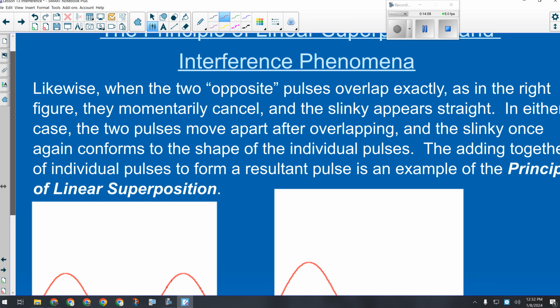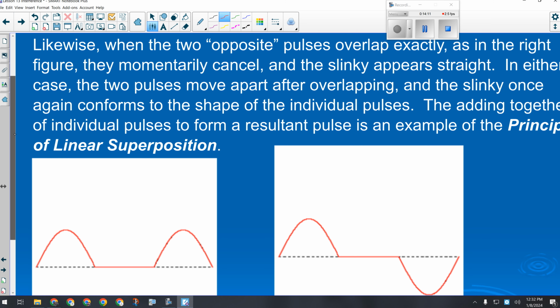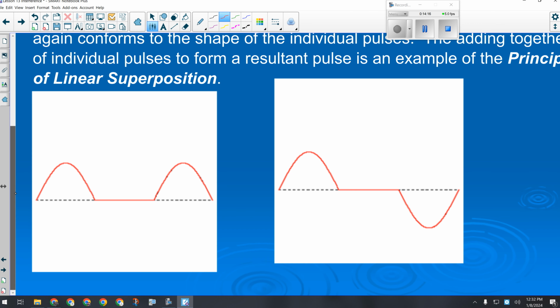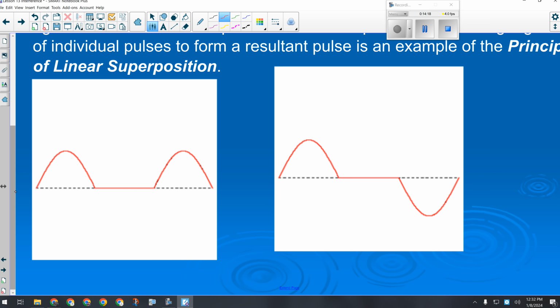Okay, so we've got constructive interference and destructive interference. The adding together of the individual pulses is the principle of linear superposition. So when these two go together, our resulting wave a little while later is going to be a wave that's about that tall, the sum of those two. When these two overlap, we're just going to get a flat line, because that would be destructive interference.